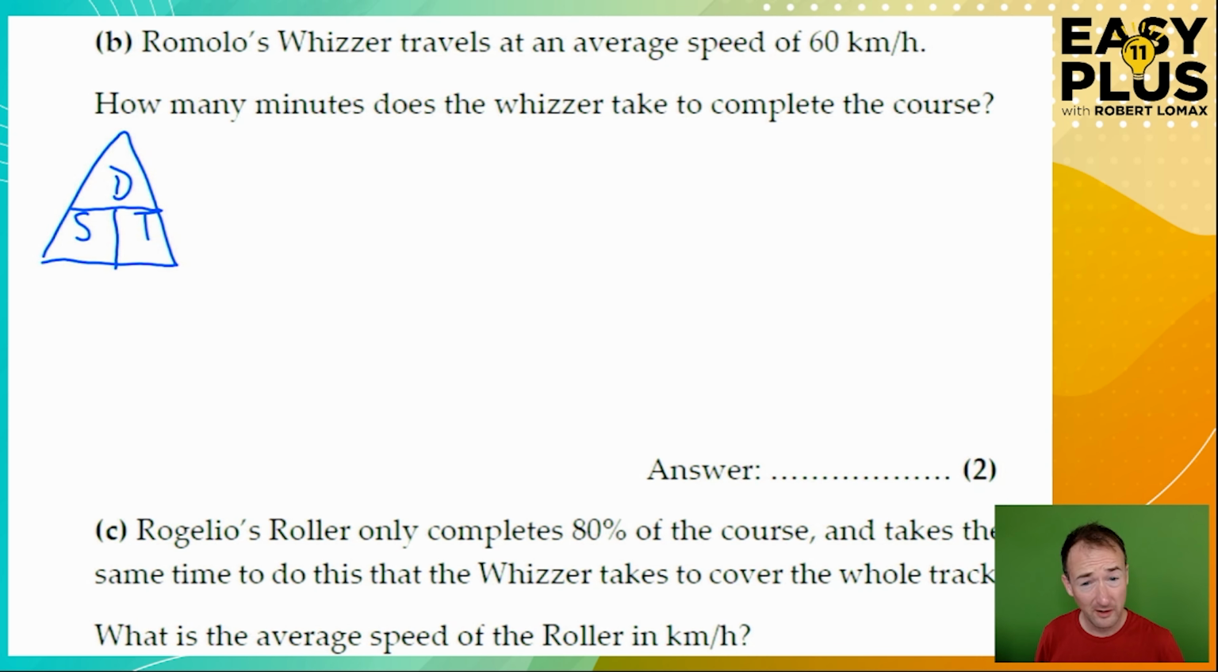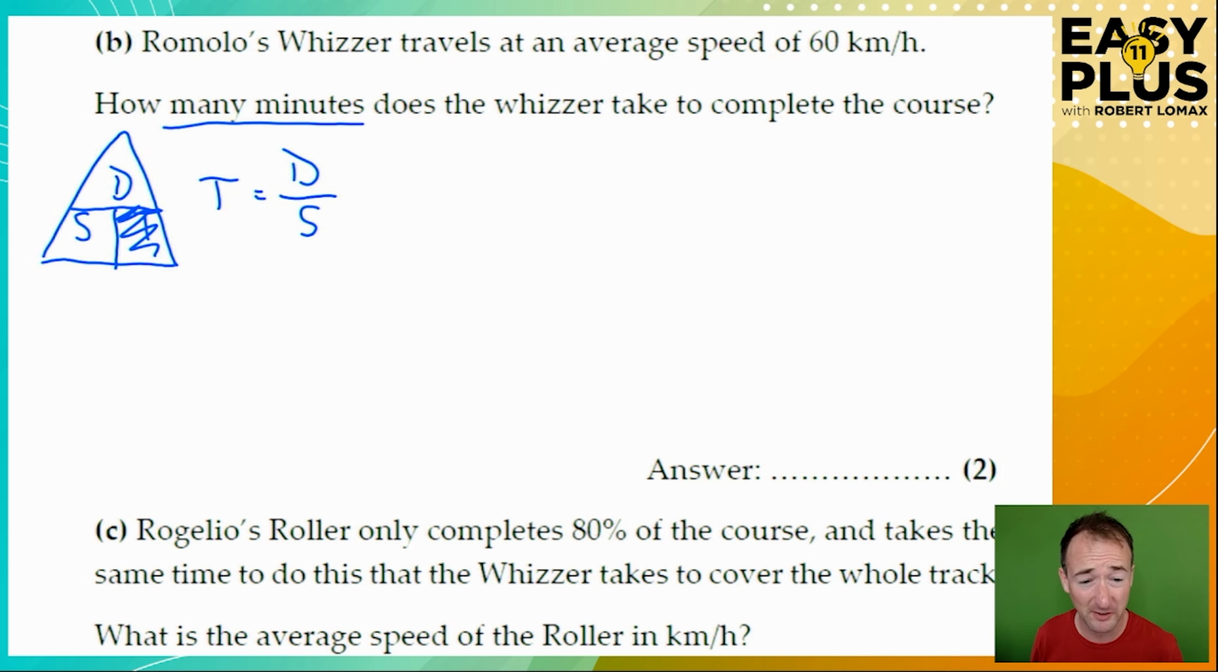Romolo's Whizzer travels at an average speed of 60 kilometers per hour. How many minutes does the Whizzer take to complete the course? So we're looking for an answer in minutes, which is a time value. Cover t here, and we get d divided by s. T equals d over s.